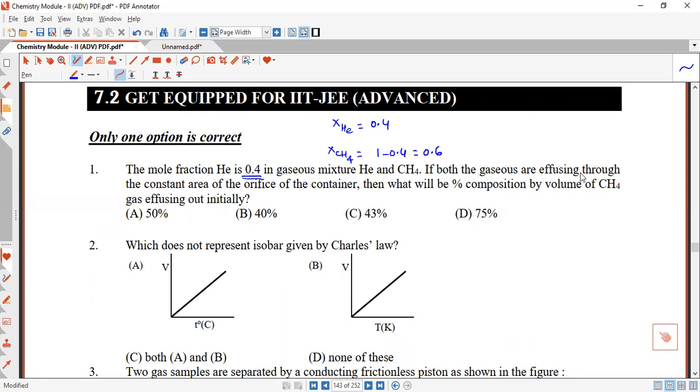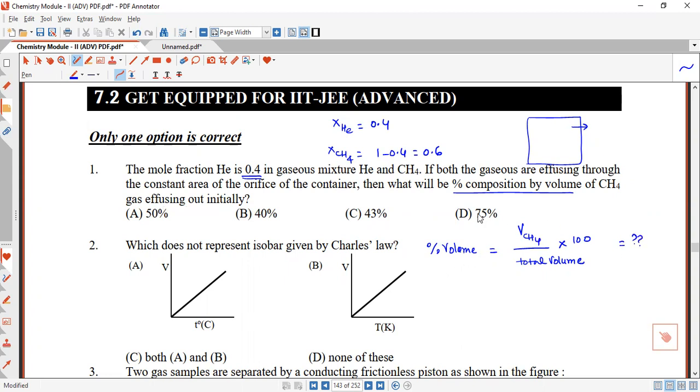If both gases are diffusing through a constant area of orifice of the container, so that means in a container these gases are present and both are coming out through it, then what will be the percentage composition by volume? It means you have to calculate volume of CH4 divided by total volume, that is volume fraction, into 100, that is percentage volume of CH4 gas diffusing out initially. So you have to find this now.